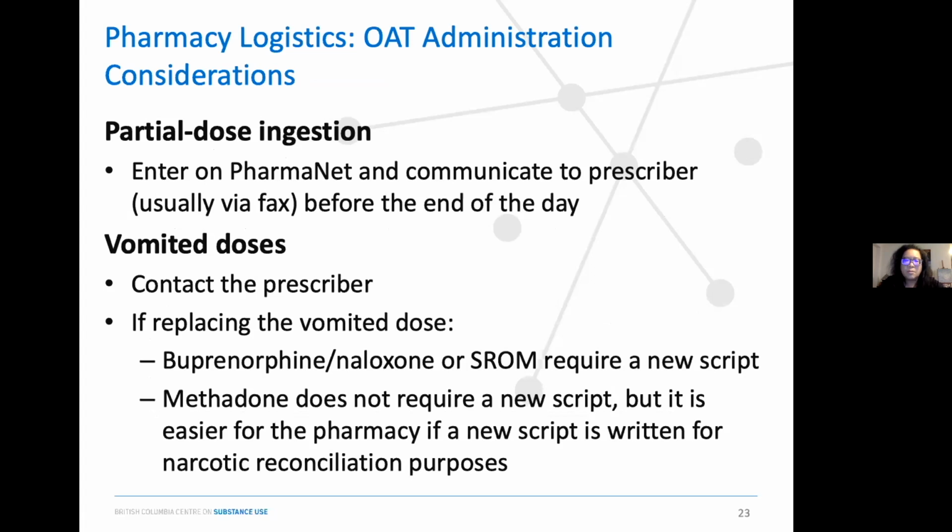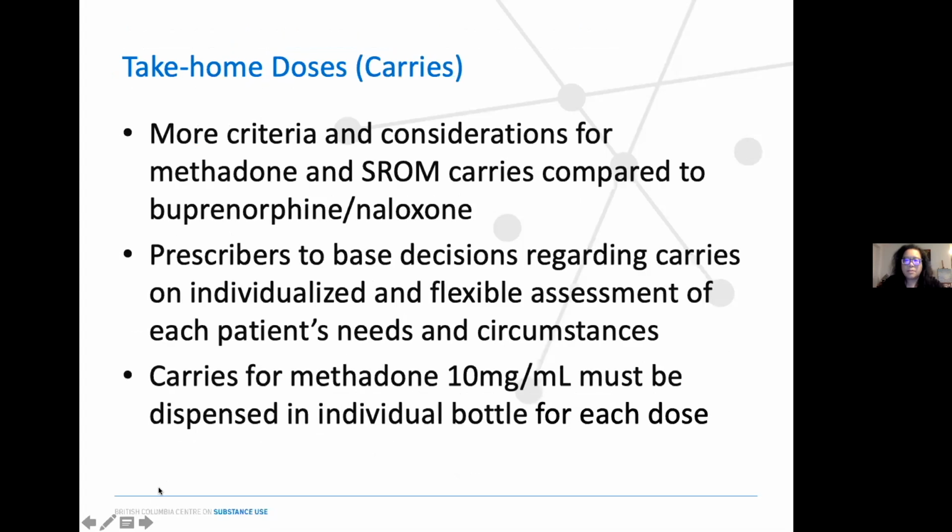Partial ingestion: if a person only partially ingests something, on PharmaNet we actually have to enter what is actually ingested. Then we communicate to the prescriber, usually by fax, what was ingested. For vomited doses, again, we contact the prescriber, and if it was to be replaced, it's easier to write a new script. And now we can actually do emergency replacements, again notifying the prescriber of what was going on and keeping everybody in the loop, because the person could be sick, and maybe there are other ways we have to get the medication to the person in the next few days. So lots of things to think about.